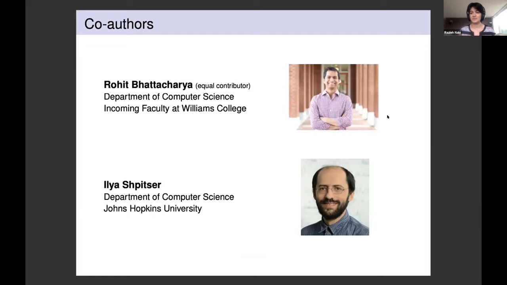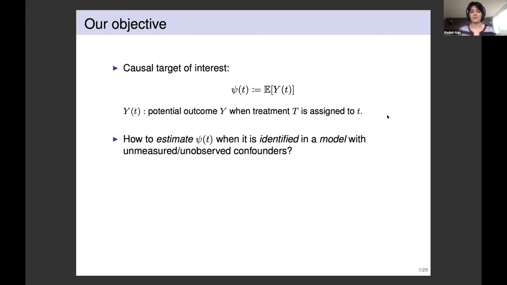So in this work, we are interested in the causal effect of a single treatment on a single outcome that is encoded by a counterfactual contrast of the form Y(t), which reads as the potential outcome Y when treatment T is assigned to value little t. And we set our target of interest to be the counterfactual mean and denote it by psi_t. And we want to explore different estimation strategies for this parameter when it is identified, meaning that we can write it down as a function of observed data in a model with unmeasured or unobserved confounders.